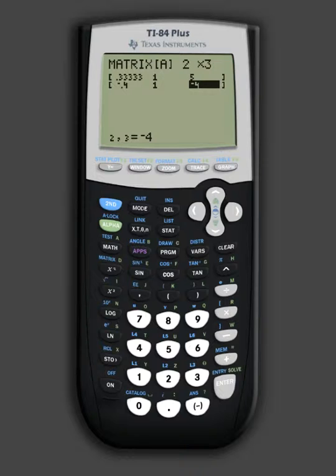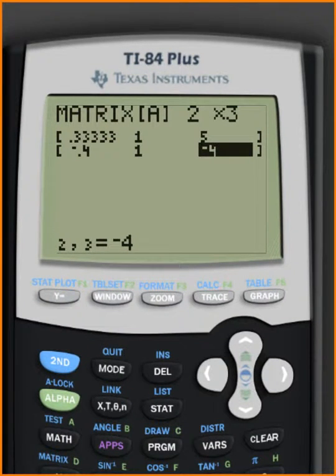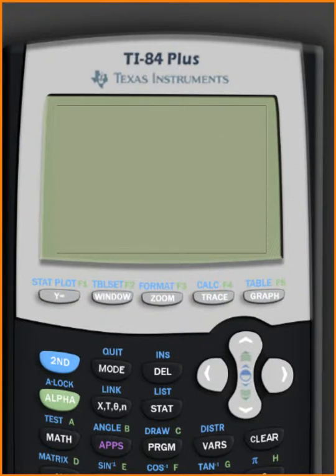All the information, I'm only entering the coefficients. So I have, again, 1/3 x plus y equal 5, and -2/5 x plus y equal to -4. So all the information is now entered. So now I want to quit. I want to press second mode to quit. Second and mode to quit.